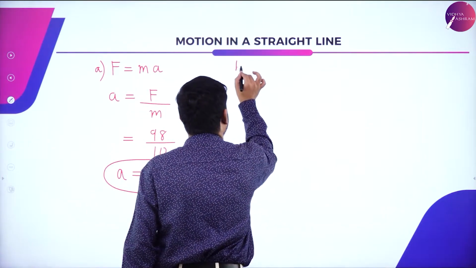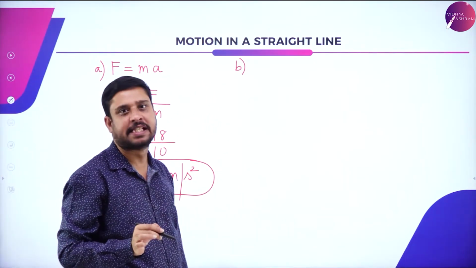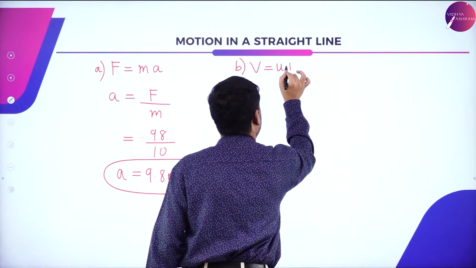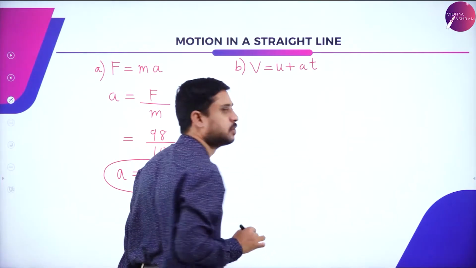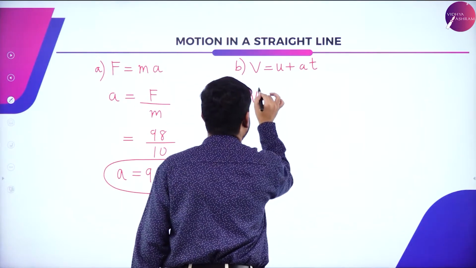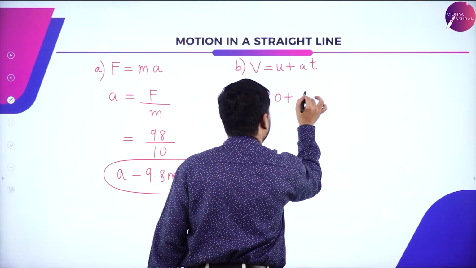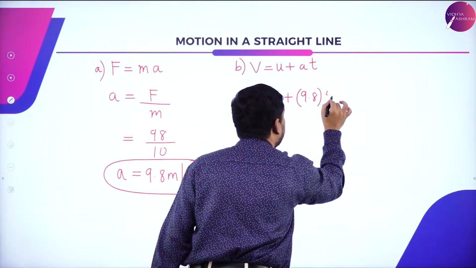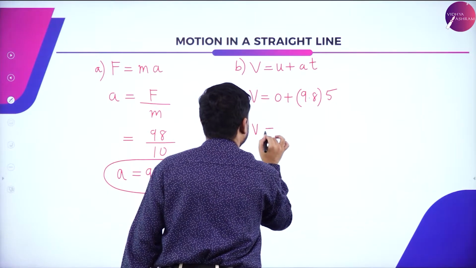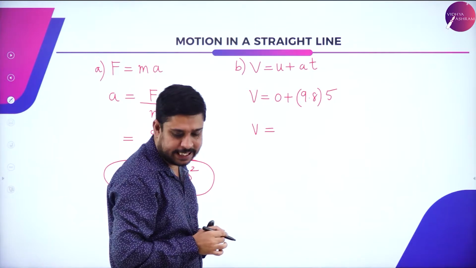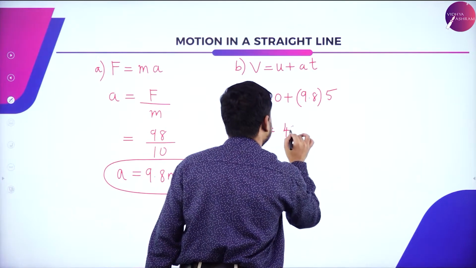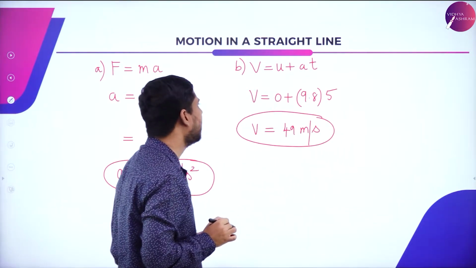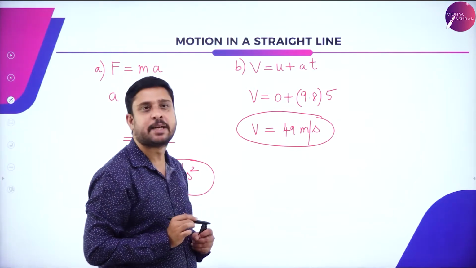Next, velocity at the end of 5 seconds. So V is U plus AT. U is 0, 9.8 into T, which is 5. So on calculation, V turns out to be 49 meter per second. So the velocity is 49 meter per second.